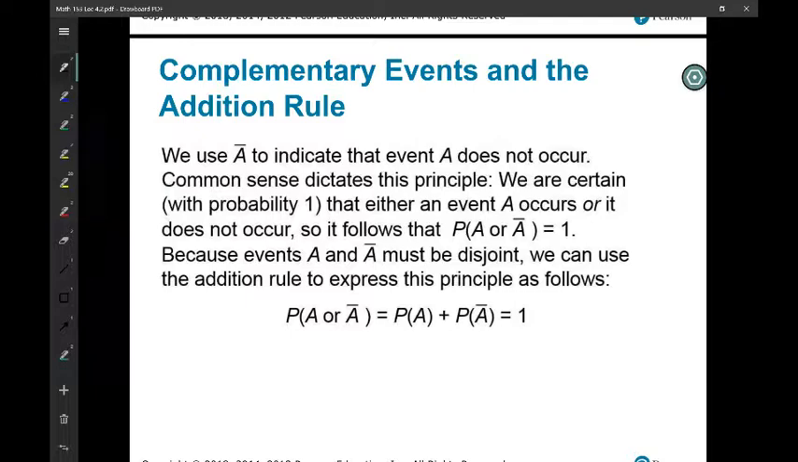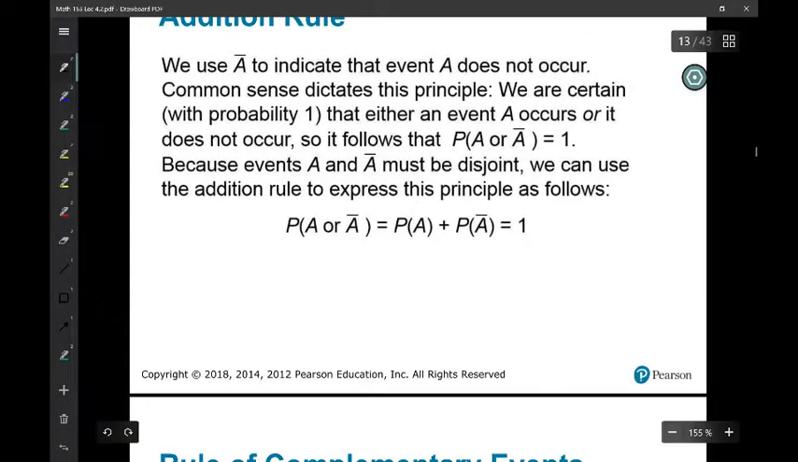Complementary events in the addition rule. So we use a complement to indicate that event A does not occur. Common sense dictates this principle. We are certain with probability 1 that either an event A occurs or it does not occur. So it follows that the probability of A or A complement is equal to 1. Because events A and A complement must be disjoint, we can use the addition rule to express this principle as follows.